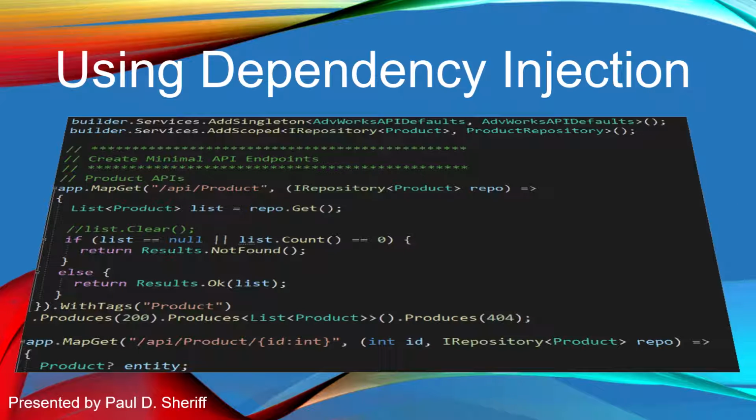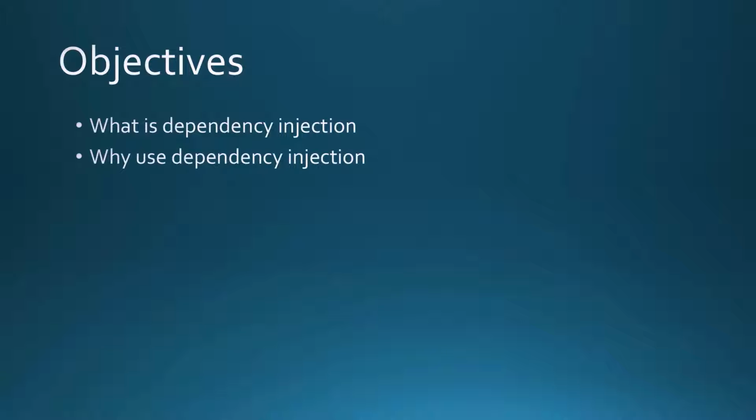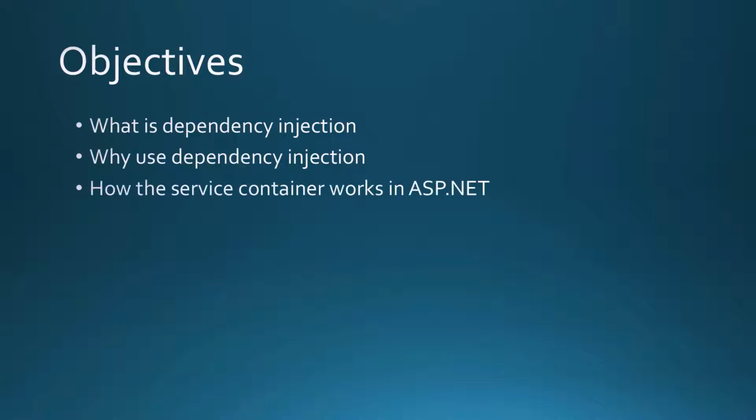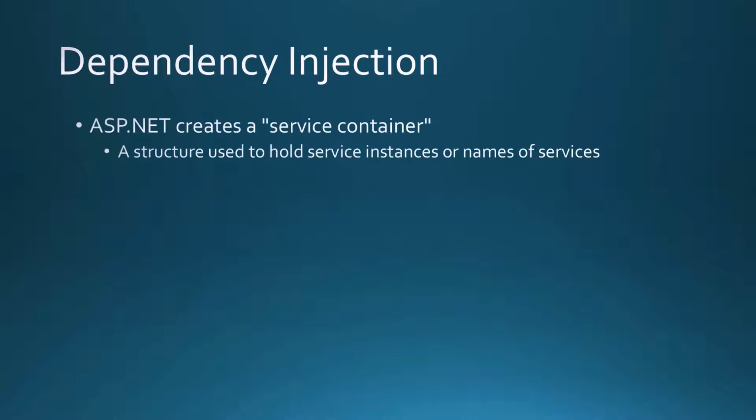In this lesson, we take a look at using dependency injection. The objectives for this lesson are to find out what is dependency injection, why use dependency injection, how the service container works in ASP.NET, the service lifetimes, and then of course we're going to do a bunch of demonstrations of dependency injection. Now, dependency injection means that ASP.NET is creating a service container.